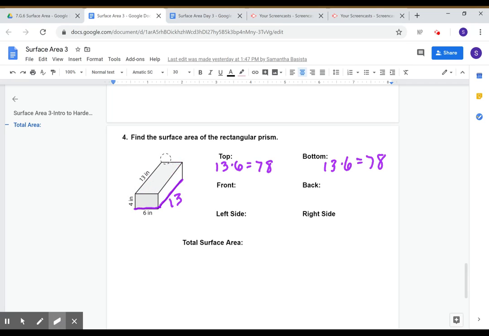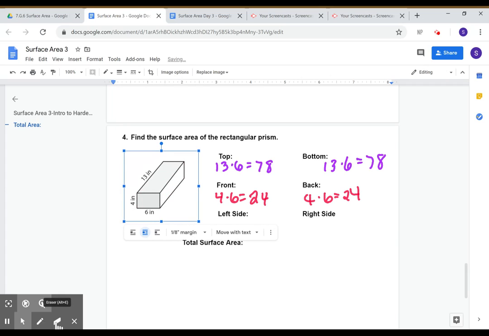So now I want to take a look at the other side. So I'm going to look at the front next. The front is 4 by 6. So the back is also 4 by 6, which 4 times 6 is 24. So I know the back is also 4 times 6, which is 24. And now I had to just do my sides. So I'm going to erase this, so it's a little bit easier to see.